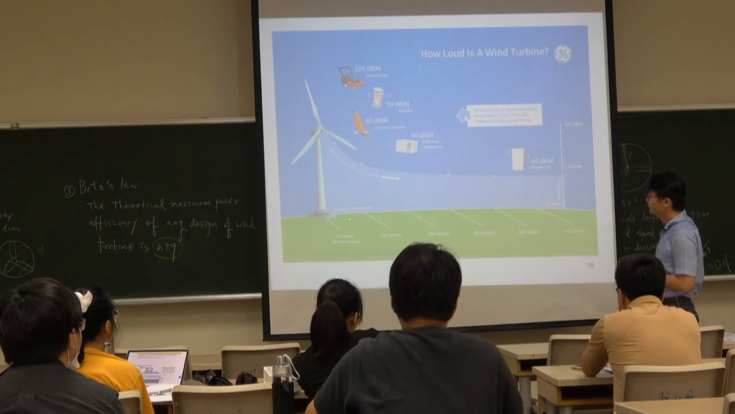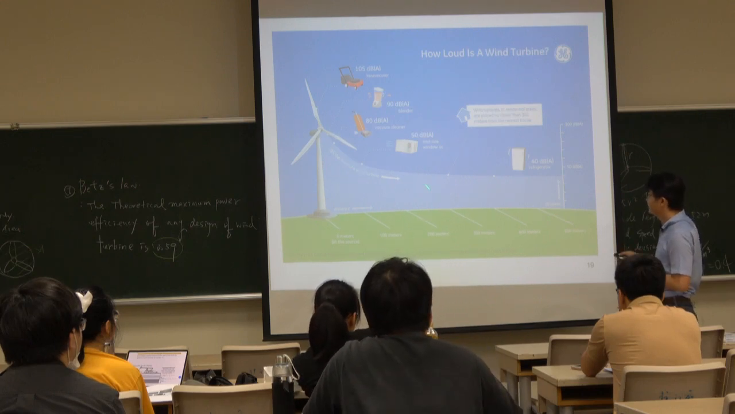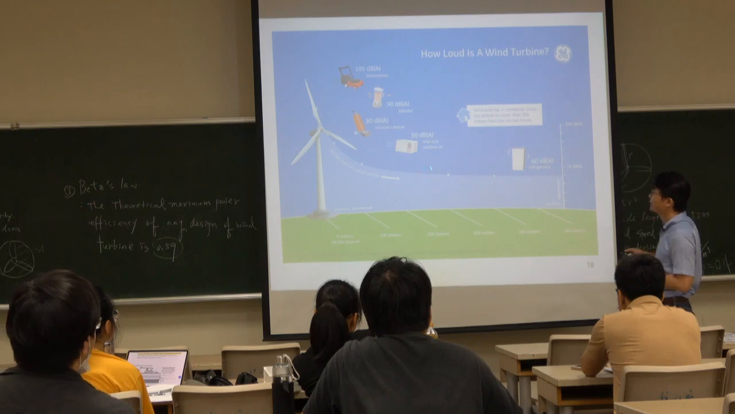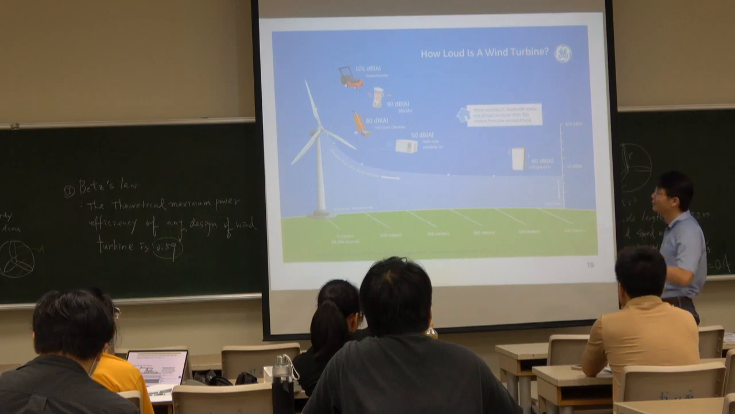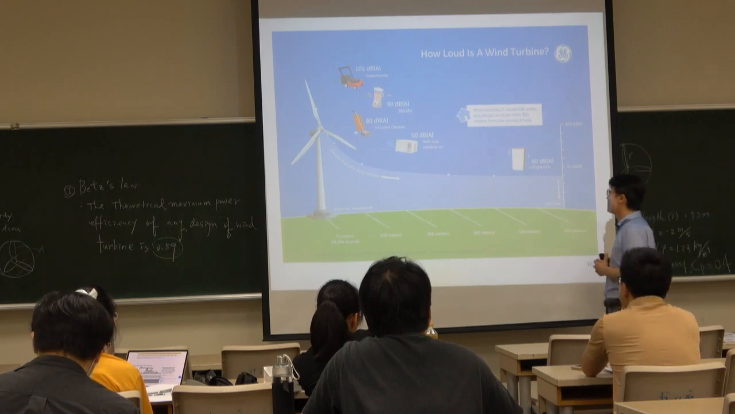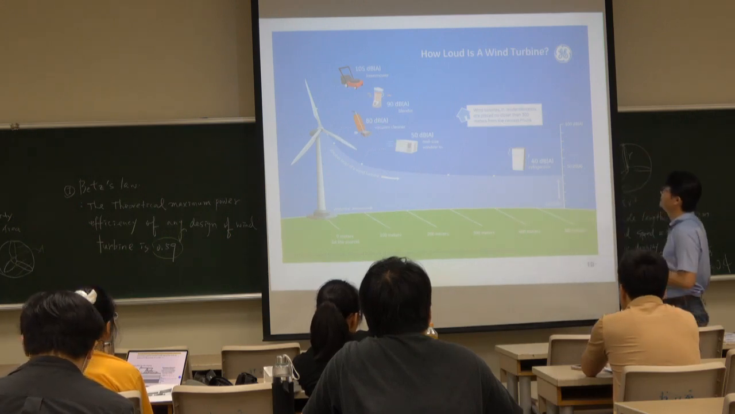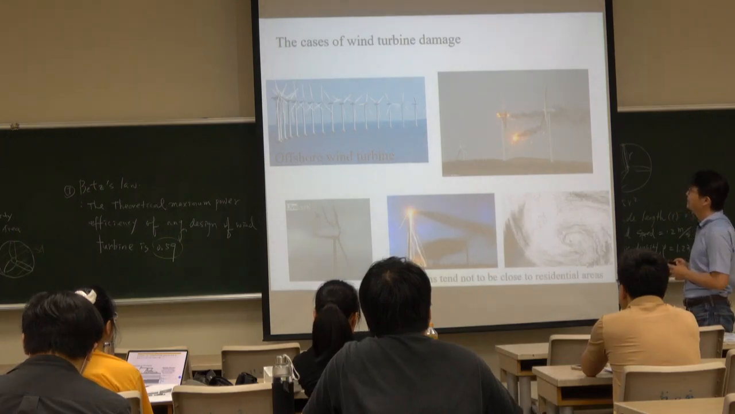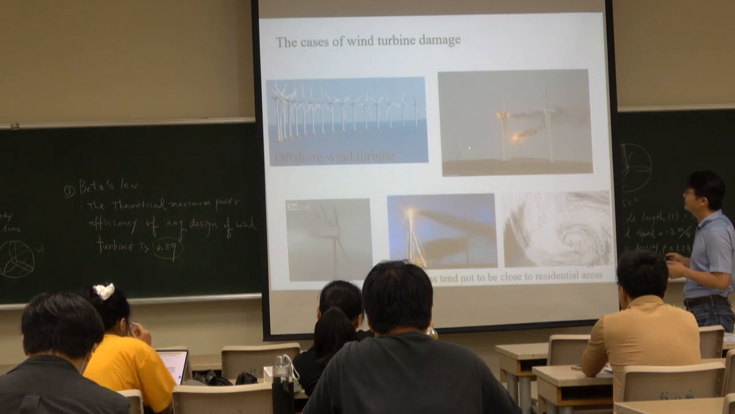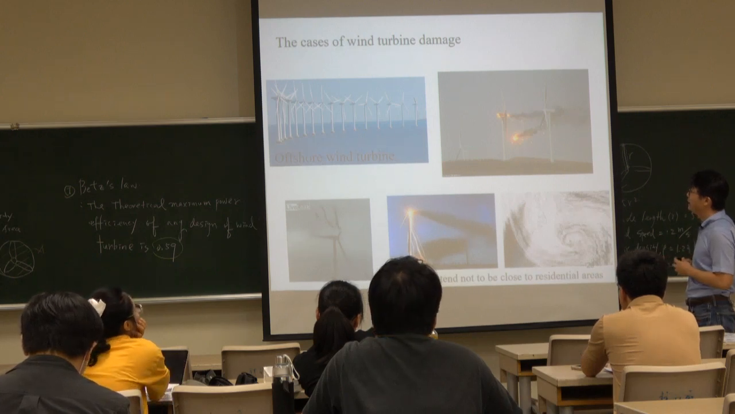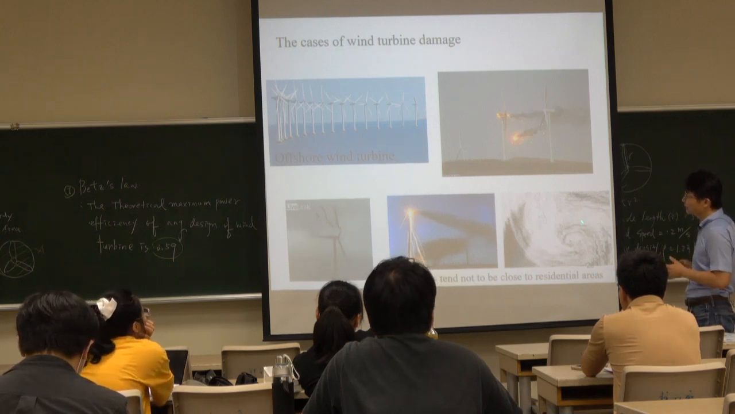So this is the noise, okay? And you can see the comparison, okay? For example, this is 50 dB for an indoor air conditioner, and for the vacuum cleaner, it can reach 80. It's quite loud, okay? Quite loud. And this is also one of the cases that it is easy to damage when there's a storm.